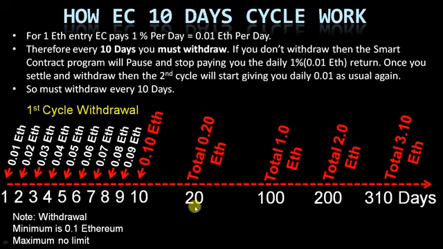So within 20 days, when you reach 20 days, total becomes 0.2. In 100 days your capital is already earned, that is 1 Ethereum that you have invested, and on the 200th day it is 2.0, that means 1 Ethereum becomes 2, and the contract is valid for 310 days, and your total investment becomes 3.1. That means 1 Ethereum becomes 3.1 in 310 days.